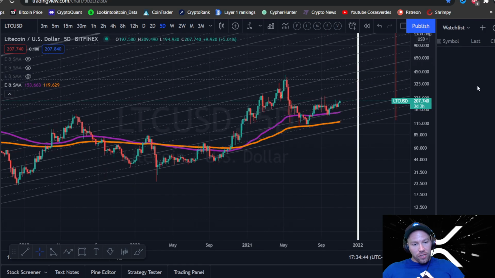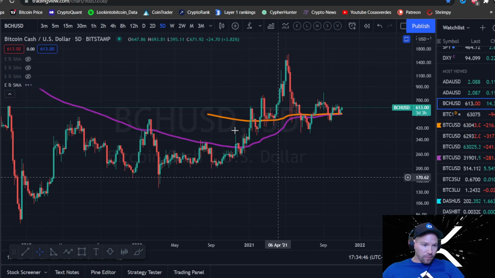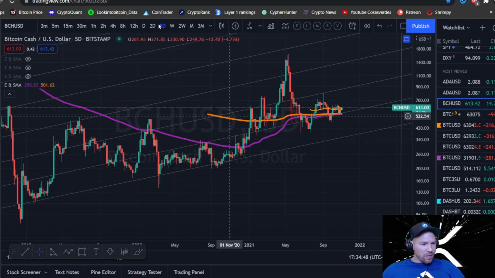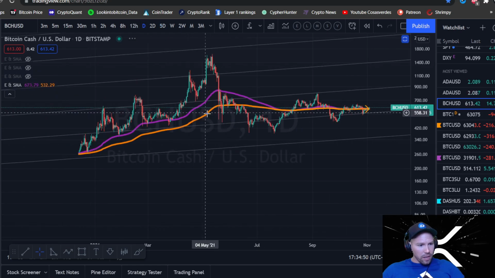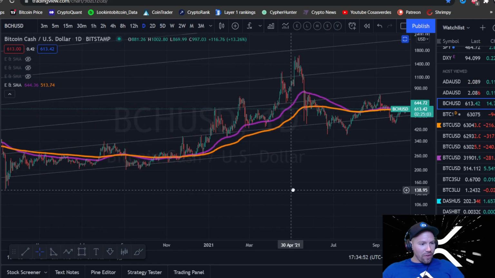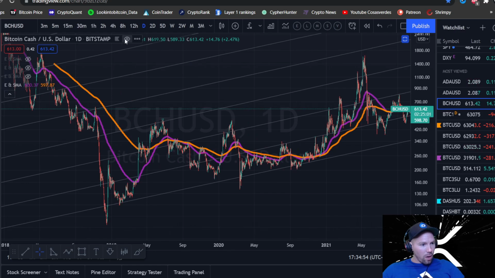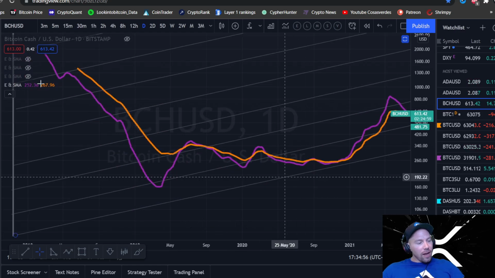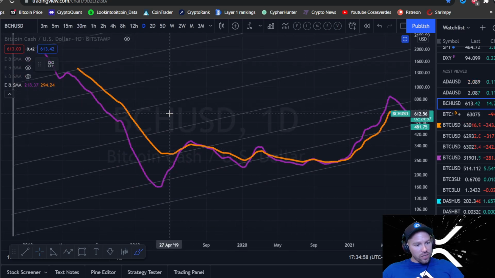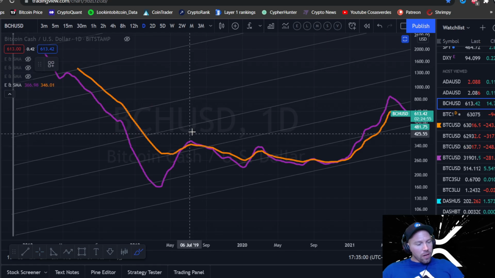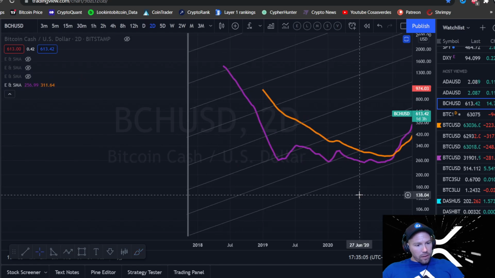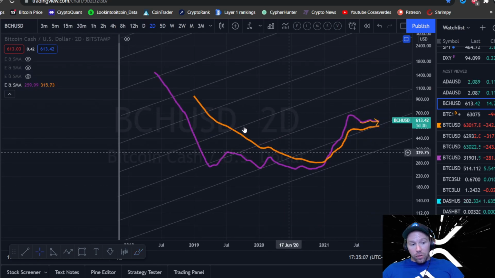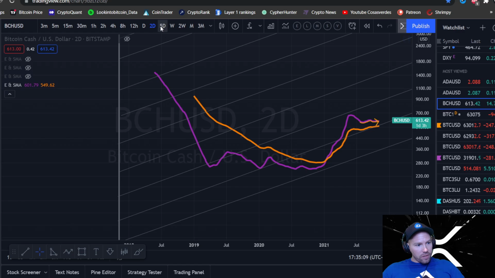All right, so let's go to Bitcoin Cash. This is a younger asset. We're going to have to use a smaller time frame. So this came out in 2017. So this is a younger asset, so you actually do have to use smaller moves. So let's try to use the 2-day.